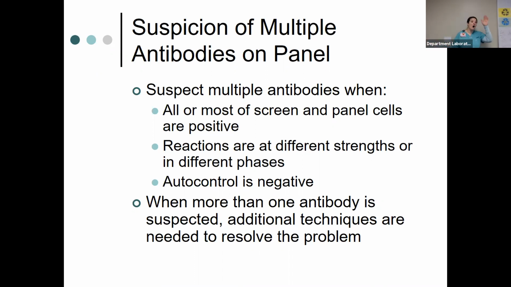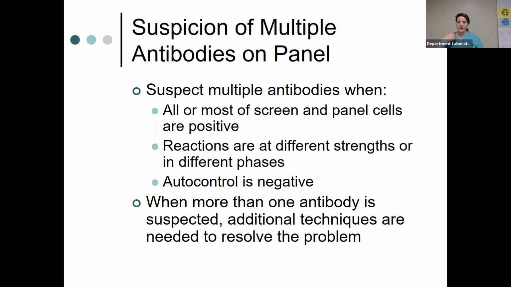If all of your panel cells are positive and your auto control is positive, that really is going to indicate that you're dealing with a warm autoantibody, okay? Or if it's reacting at initial spin, it could be a cold autoantibody as well. So make sure you pay attention to that auto control. If every cell on that panel is positive, you have a reaction and your auto control is negative, you're either dealing with an antibody to a public antigen, or you're dealing with multiple antibodies, okay? So that's why we have to investigate, okay?